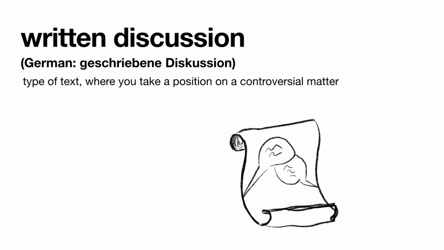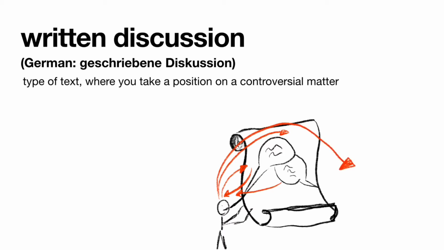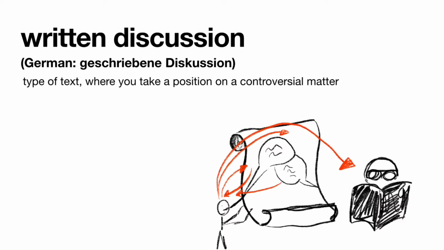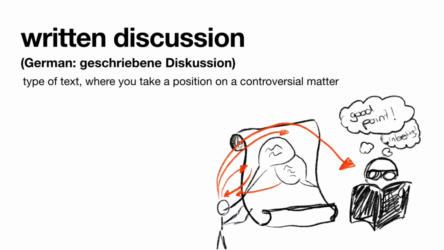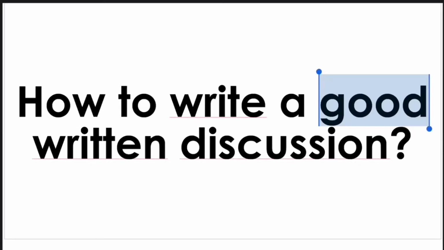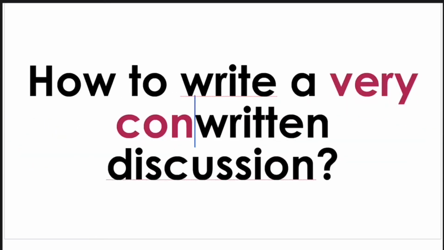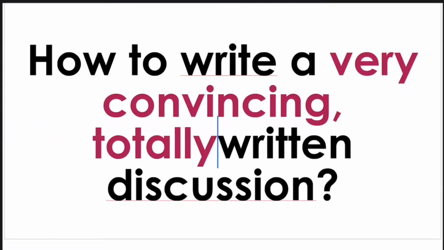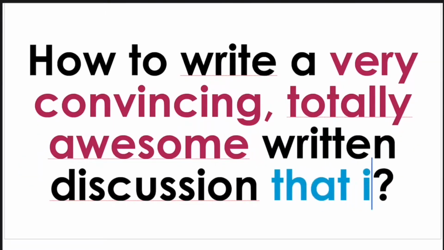Here, it might be a good idea to voice your opinion in a written form. By doing so, your opinion becomes automatically more reflected because you think about the issue for a longer time. And moreover, the person who you give the discussion to has more time to reflect on your points and can maybe change his or her mind about it. So let's jump right in and learn how to write a good written discussion. And by good, I mean a very convincing, totally awesome written discussion that illustrates your opinion perfectly and will make the world a better place.